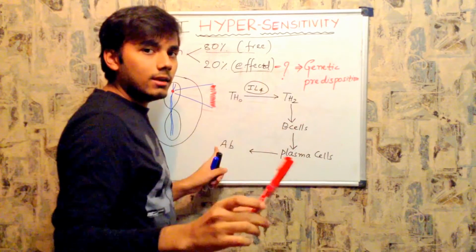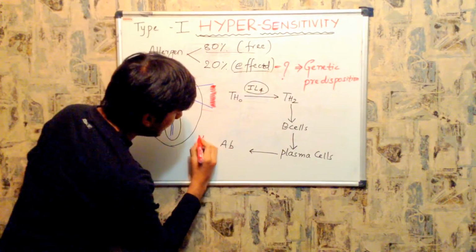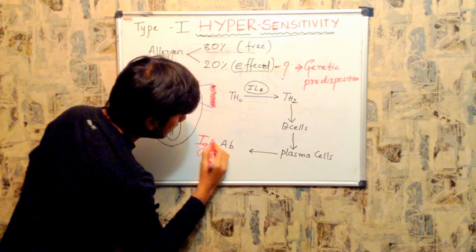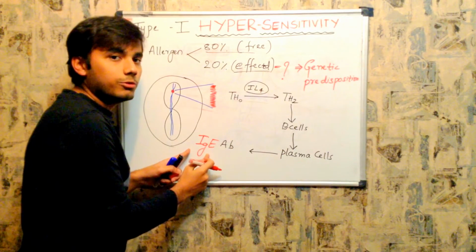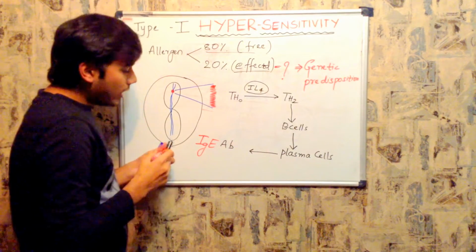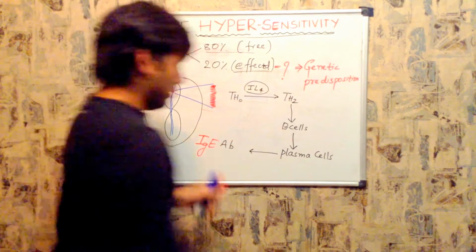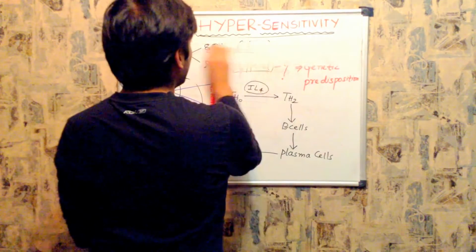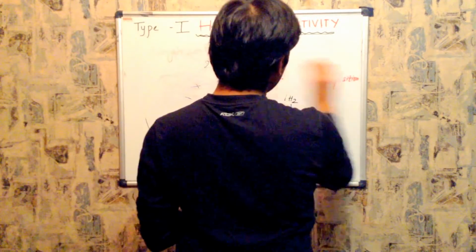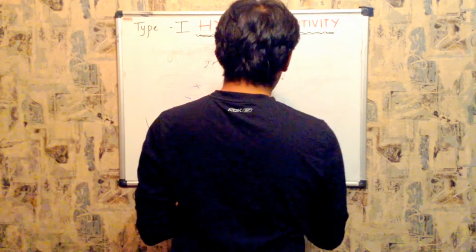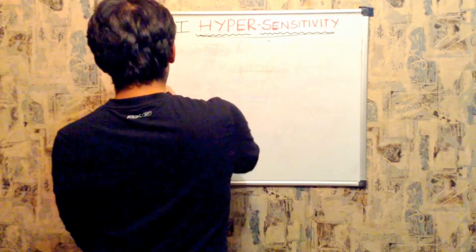The main antibody taking part in this hypersensitivity is IgE. So more and more IgE antibodies are produced. Now what happens when IgE antibodies are produced in excessive amounts? Again we'll go back to the mast cell and discuss how this IgE antibody affects the mast cell, so that the mast cell releases all those mediators.